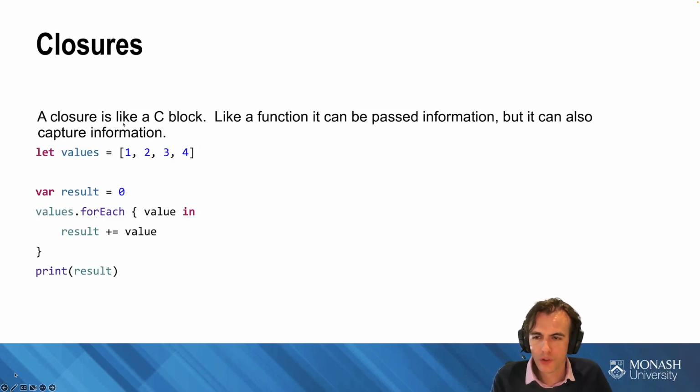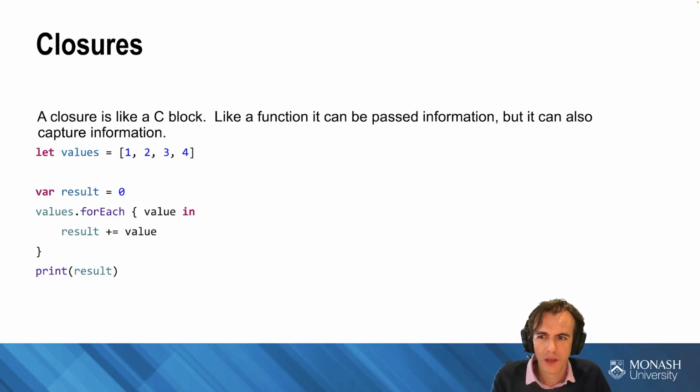Swift also has closures, and these are things you'll run into quite frequently using the iOS frameworks. A closure is like a block in C, but it could also be like a function in that it can be passed information. One difference with a closure is it can also capture information. So to explain this, and this is really the very basic description of this because we'll talk more about closures in future weeks.